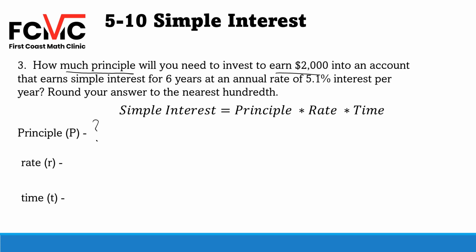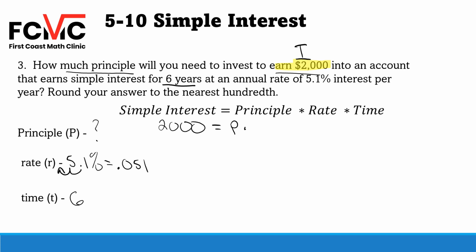So this is our simple interest. So that's our interest. That's going to be our I. So that's 2,000 is our interest. Principal P is our unknown. Our time is 6 years. And our rate is 5.1%. We're going to move that decimal 2 places to the left. So it's going to be 0.051. So times 0.051 times 6.